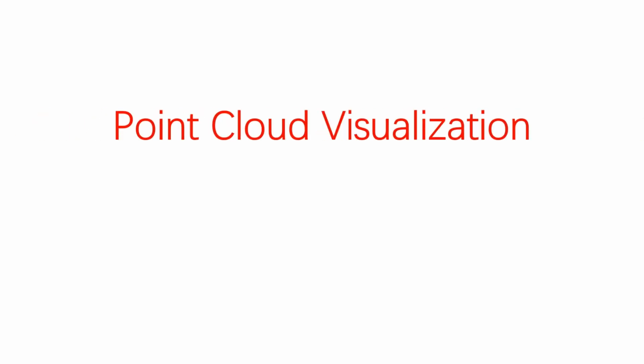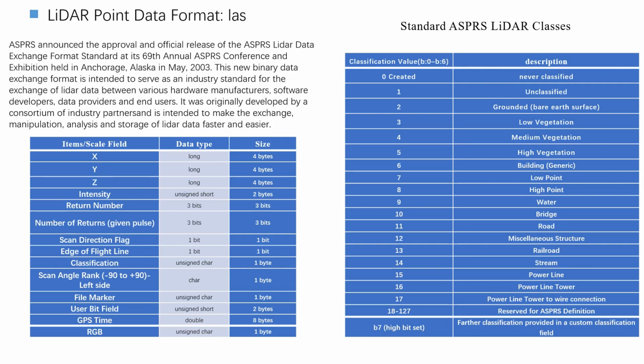Hello, everyone. In this video, I will share with you point cloud data visualization. We all know that the common standard format for point cloud data is LAS. It records the complete information of a point cloud data, including two parts, the header file and the point records. Each point record contains the complete attribute information, including X, Y, Z coordinates, echo number, RGB, GPS time, class, etc.